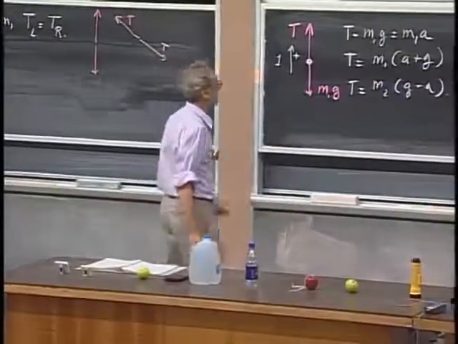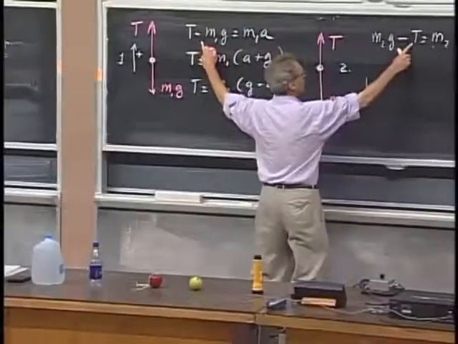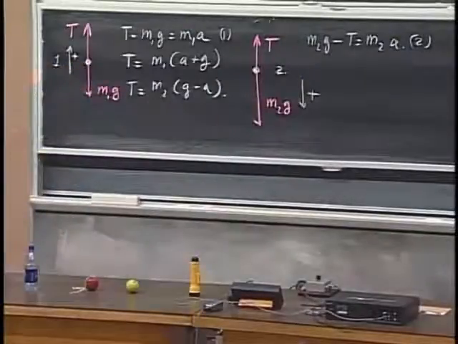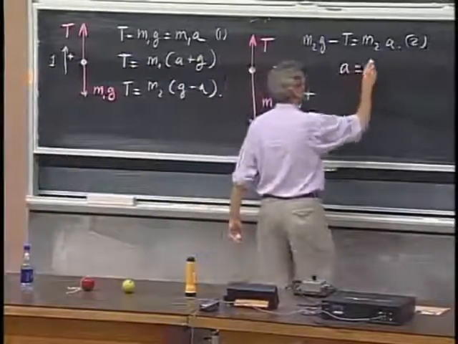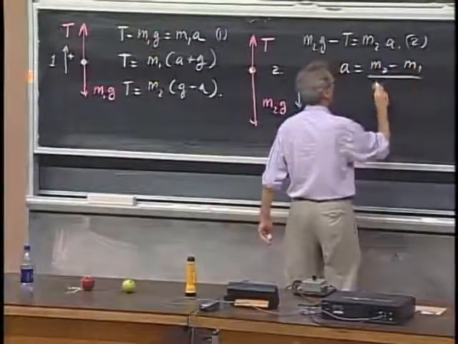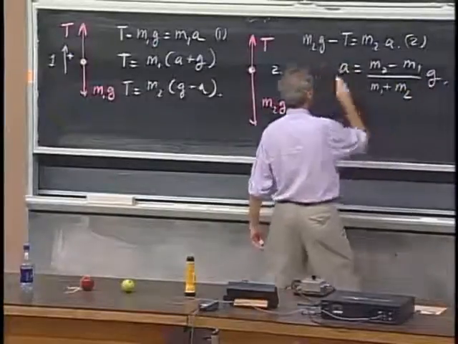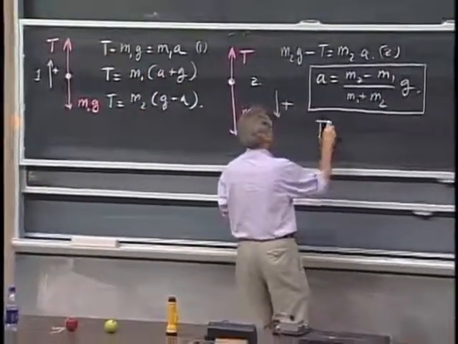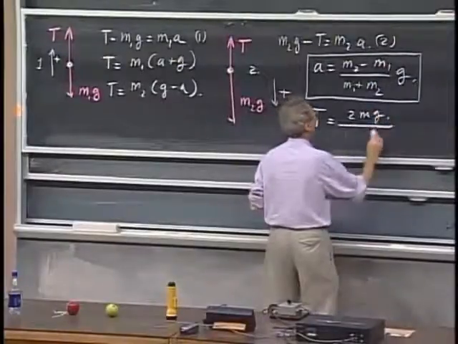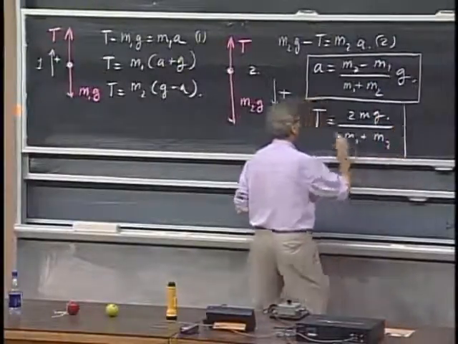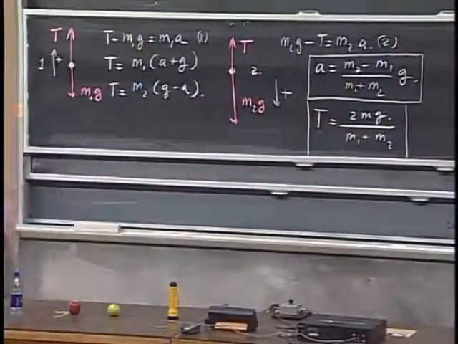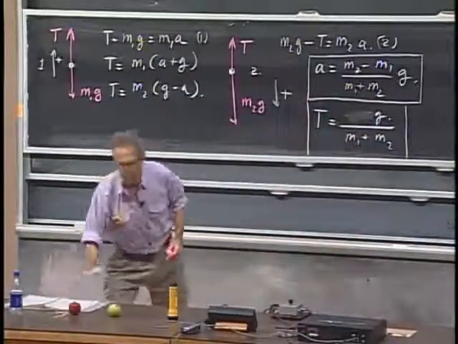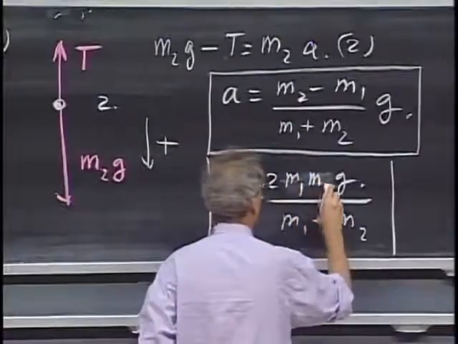You can immediately eliminate T, by the way. If you add this one with this one, I call this equation 1, and you call this equation 2, you immediately lose your T, and you get that the acceleration a equals m2 minus m1 divided by m1 plus m2 times g. And you substitute that a in that equation, and you'll find that the tension equals 2m1m2g divided by m1 plus m2. This is very easy for you to verify.